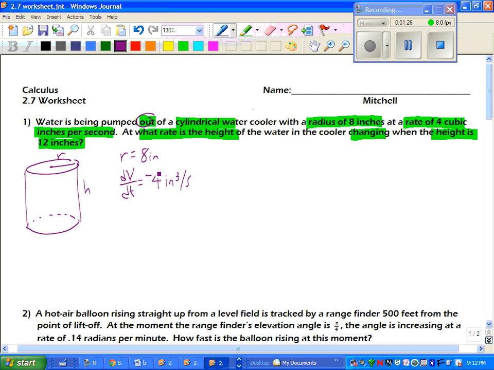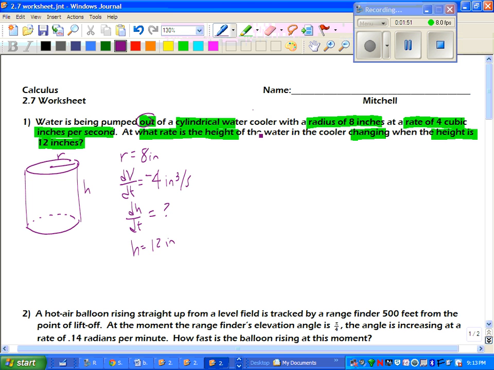Be careful with that. Always pay attention to the rates. Figure out if it's positive or negative. If it's increasing, it's positive. Decreasing, it's negative. What rate is the height changing? So we're trying to figure out dh/dt. And we're doing this when the height is 12 inches.